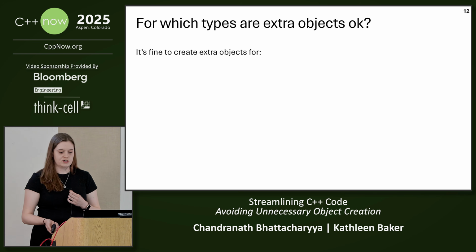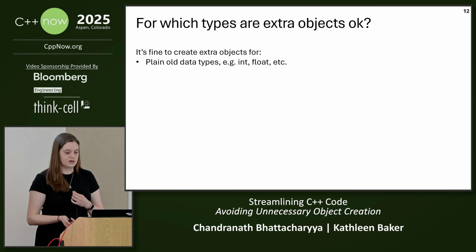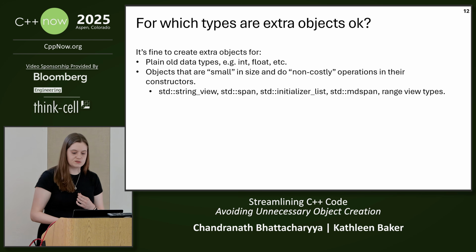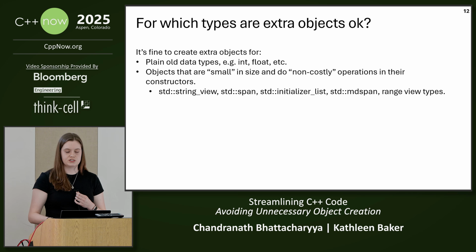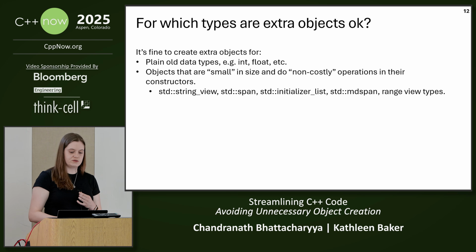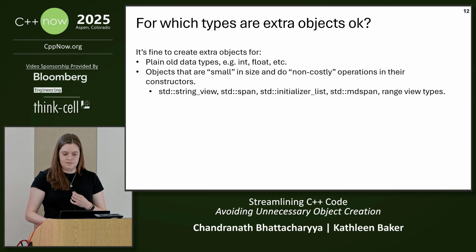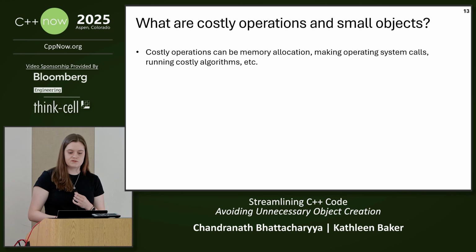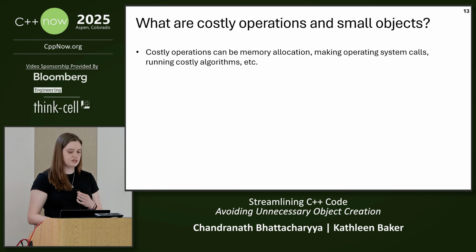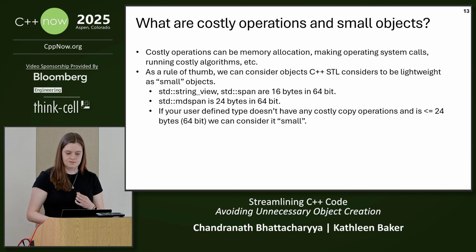Sometimes it's okay to create extra objects, though. Some of the types are basic data types like int and float. Objects that are small in size and do non-costly operations in their constructors, like string view, span, initializer list, and range view types. Examples of costly operations are memory allocation, operating system calls, and running costly algorithms.